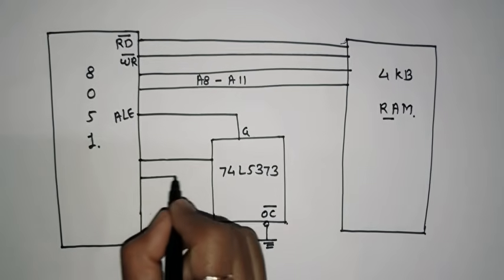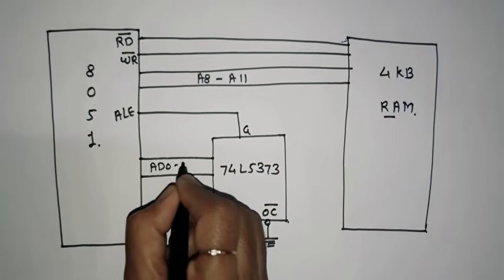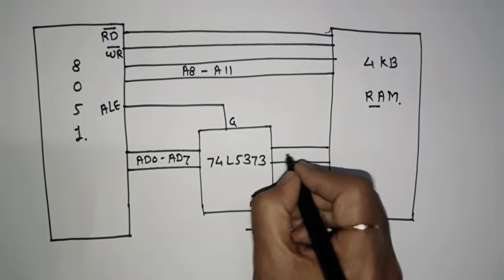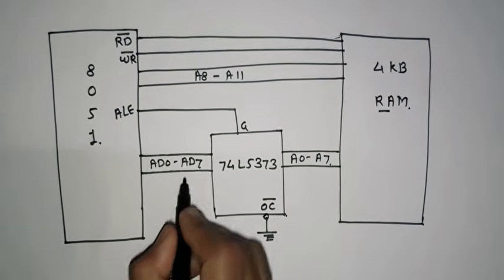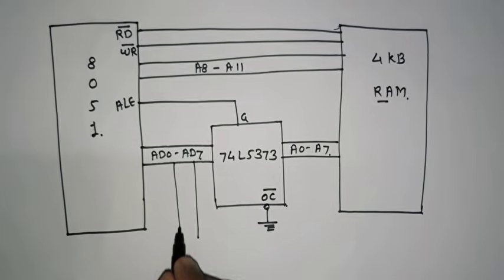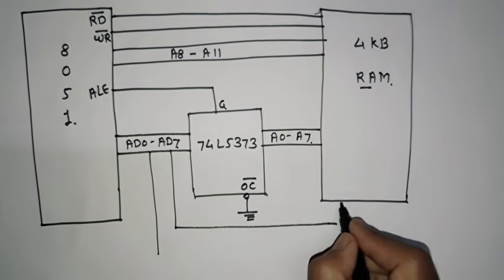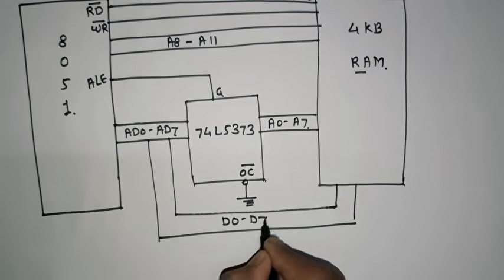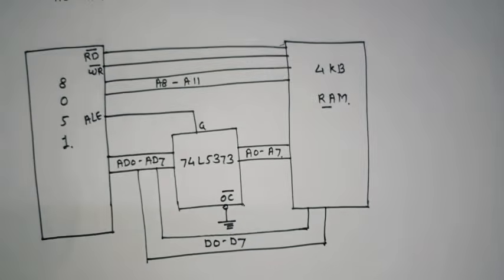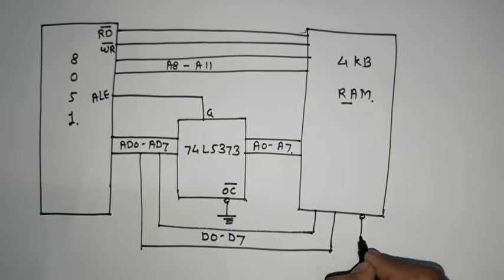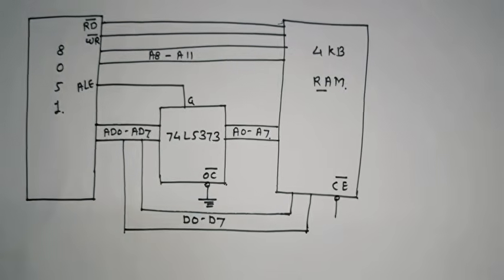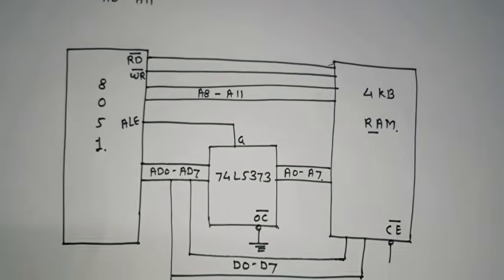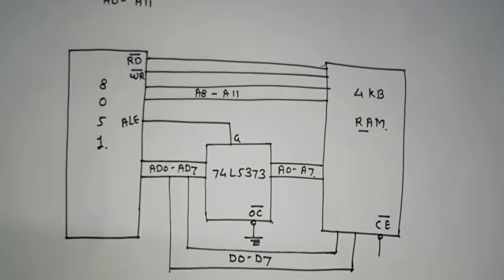This is the low order address and data bus, that is AD0 to AD7. The output of this is the low order address bus A0 to A7 and the data bus. It is connected to the memory chip, that is D0 to D7. To select this chip, one more pin is there, that is chip enable signal CE bar, which is active low. To select the chip, we can use the remaining address lines A12 to A15.